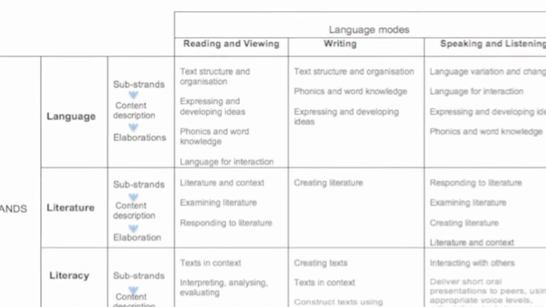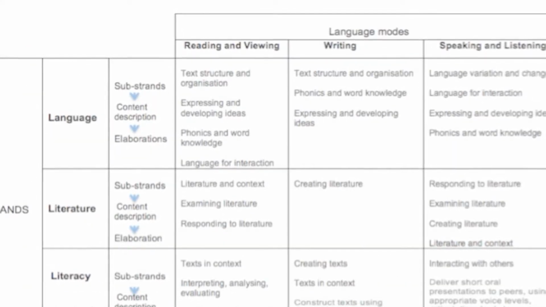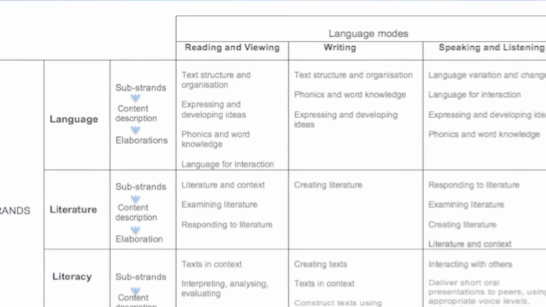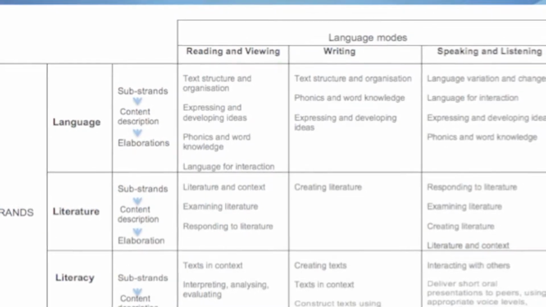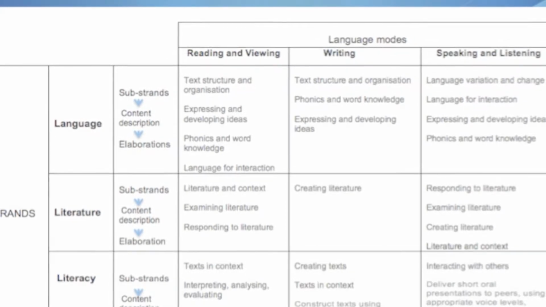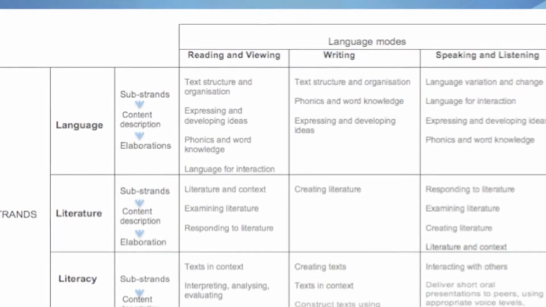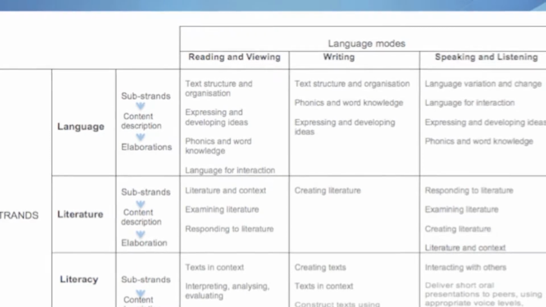The Victorian English curriculum is organized into three interrelated strands: language, literature, and literacy, which are the key organizing elements within the English curriculum area. The strands are broken down into sub-strands which present a sequence of development of knowledge, understanding, and skills.